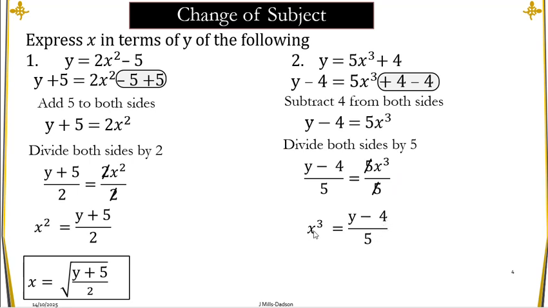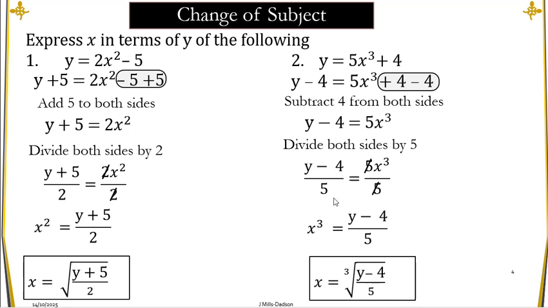The inverse of a cube is a cube root. So we do the cube root on both sides, and the cube root will cancel this cube. So therefore, x is equal to the cube root of (y minus 4) all over 5. Also, make sure your cube root sign covers the whole expression.